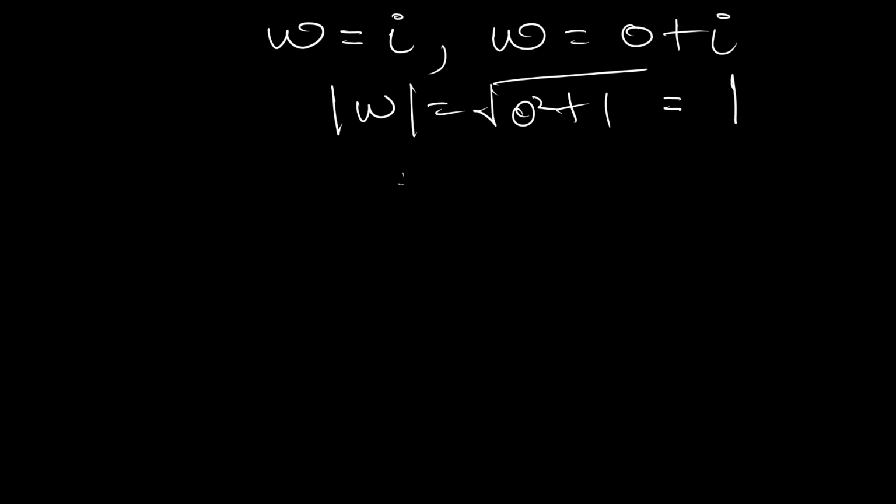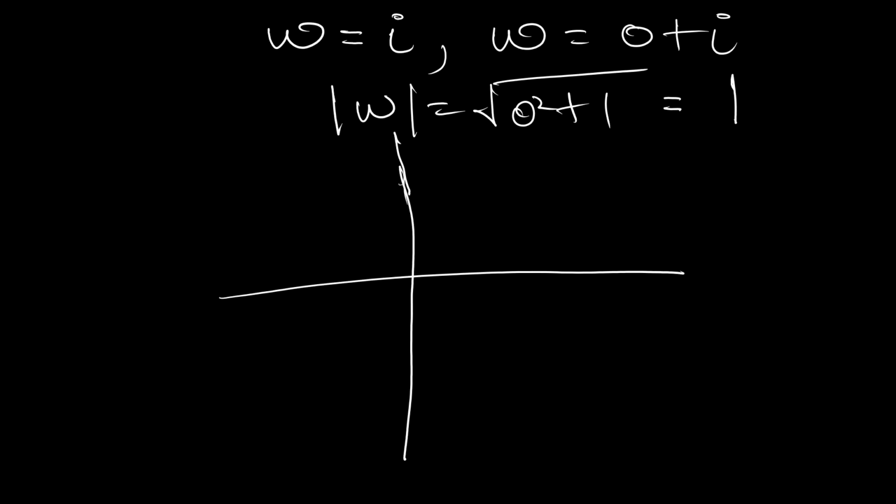Plotting this on the argand diagram, you're going to have something like this. Okay, so here the imaginary part is 1, and the real part is 0. So here it's going to lie here. What is the angle between the positive real axis and the modulus? Because here the modulus will lie on the imaginary axis. So the angle between the positive real axis and the modulus is going to be this angle, which is 90 degrees.